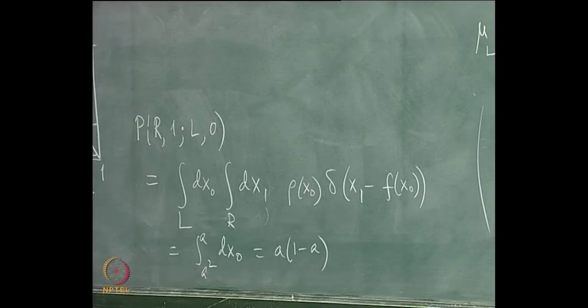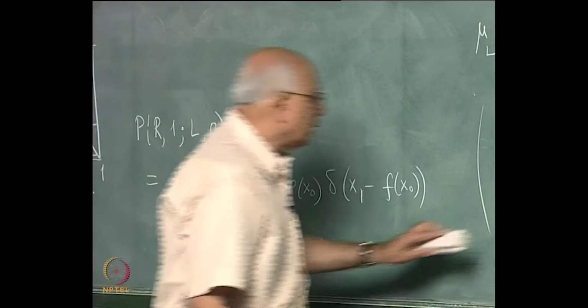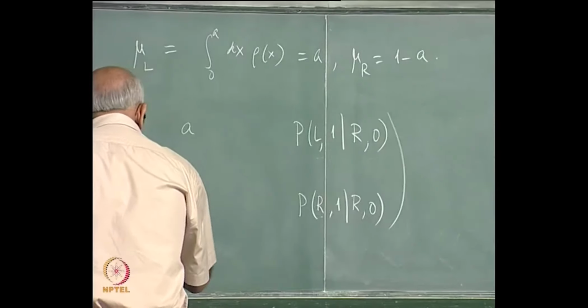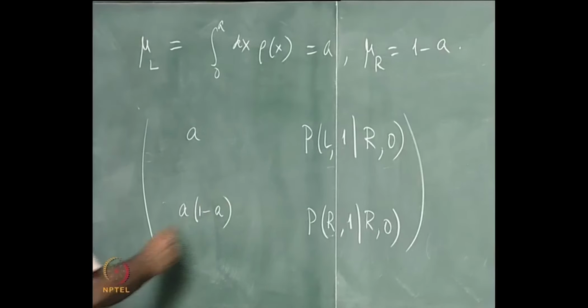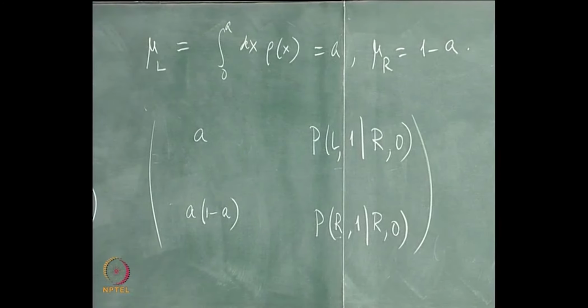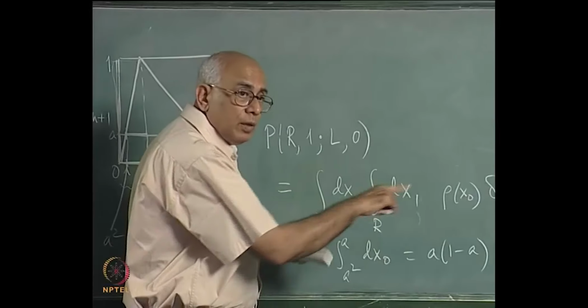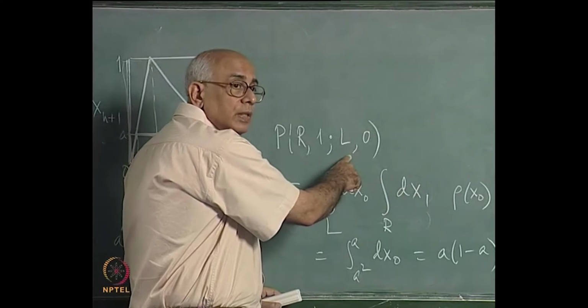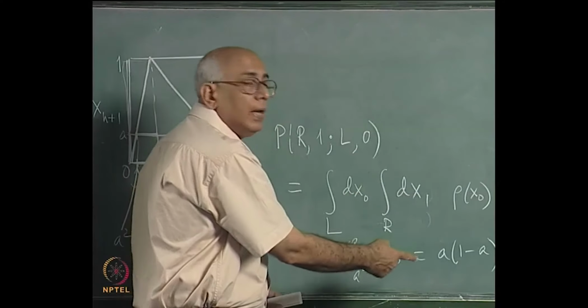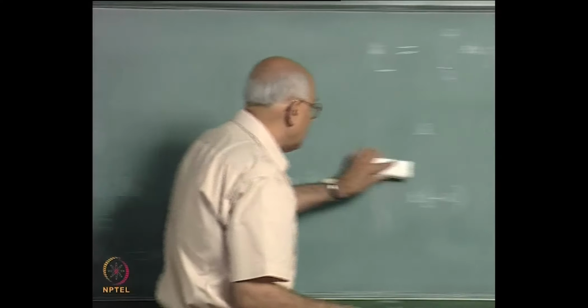So it is a times 1 minus a. So this gives you a times 1 minus a, but then, in order to get this conditional probability, I must divide by the measure of this cell here, mu of L, which is a, and therefore this just gives me 1 minus a.